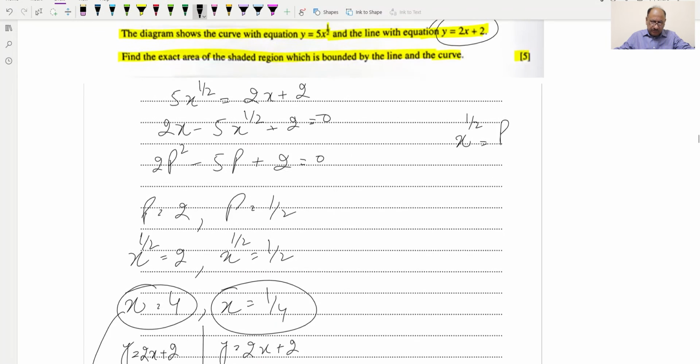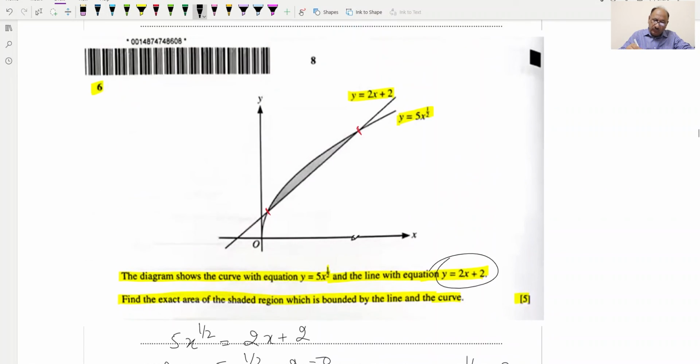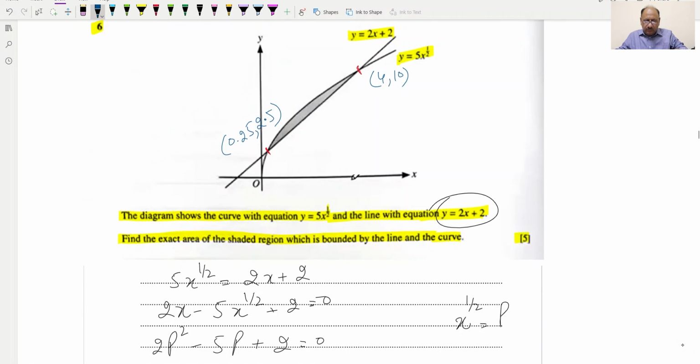So these are the points which we found. 4 and 10 is the bigger value, so it will be (4, 10). If I change color, this point will be (1 by 4, 5 by 2), or you can write the decimal values as you like. For example, I'll also write the decimal values, which are 0.25 and 2.5.